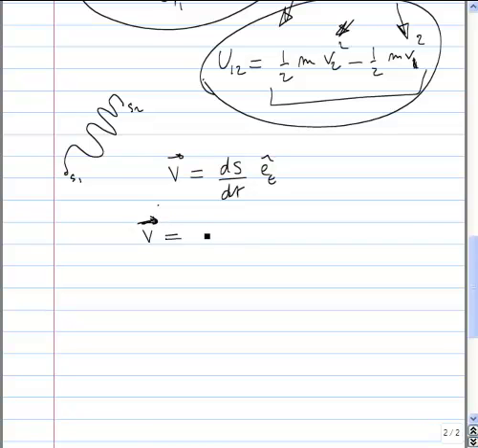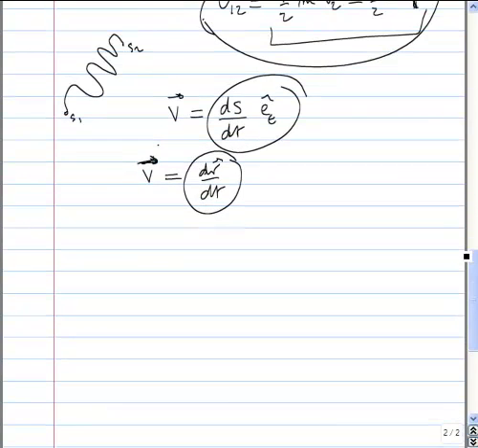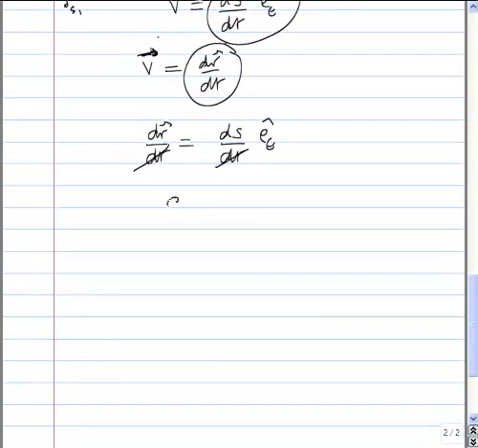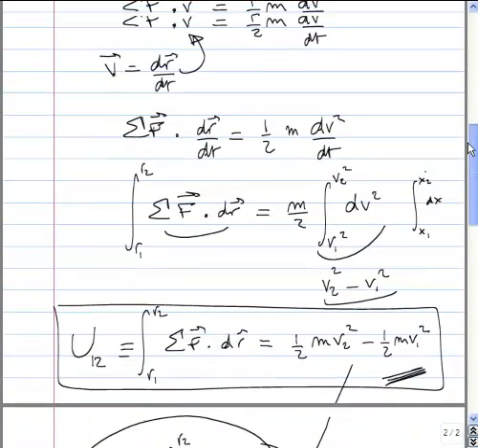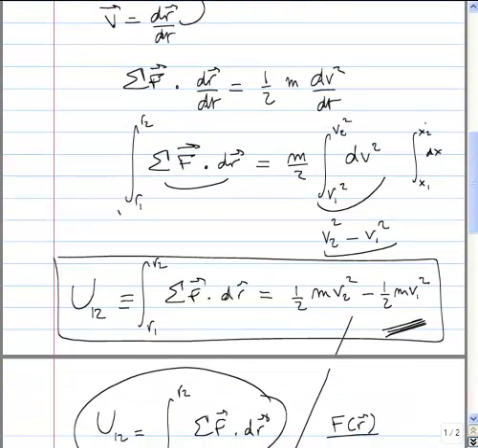Remember that the velocity is dr/dt. Therefore, we can equate this with this, and we have dr/dt is equal to ds/dt times e_t. We can multiply everything by dt, and therefore dr is ds e_t. Now remember, here we can start from there again and replace our dr by ds e_t.